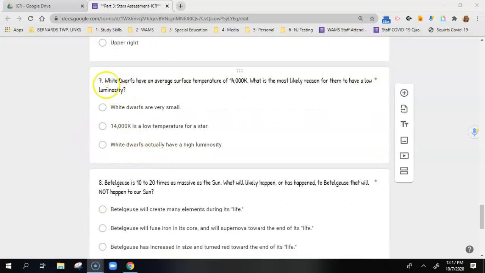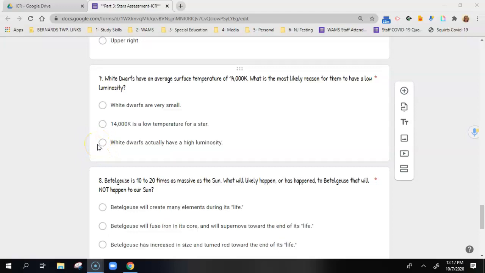Question 7. White dwarfs have an average surface temperature of 14,000 Kelvin. What is the most likely reason for them to have a low luminosity? A, white dwarfs are very small. B, 14,000 Kelvin is actually a low temperature for a star. Or C, white dwarfs actually have a high luminosity.